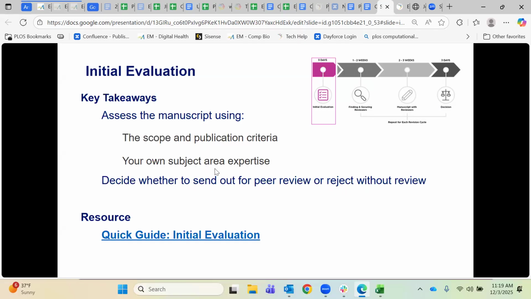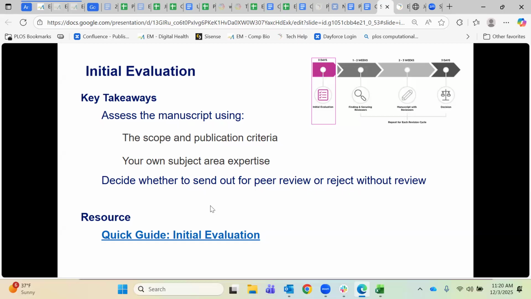Using your own subject area expertise. You are experts in the field, so contextualize whether you think this paper is going to be enjoyed by the readers and is going to be cited, again, with selective journals. Typically that means citations, a good chance of being cited. And determining whether you should send it out for peer review is also based on whether you think reviewers will be interested in reviewing it.